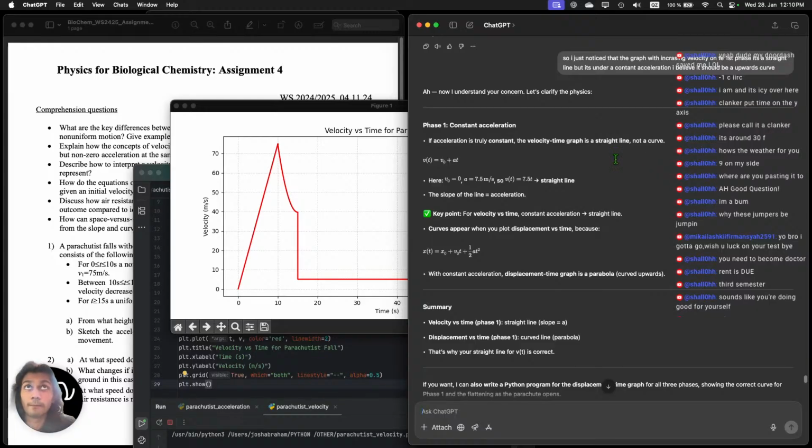What? Constant acceleration? Velocity time graph is a straight line? Yeah, increasing acceleration is okay.